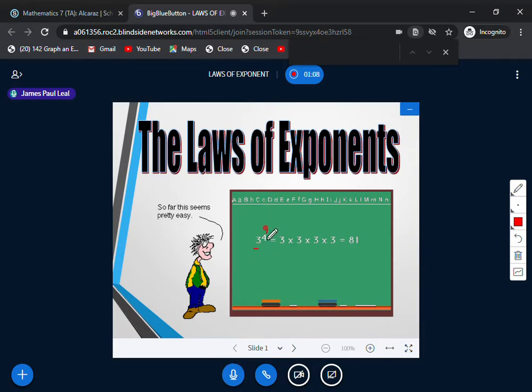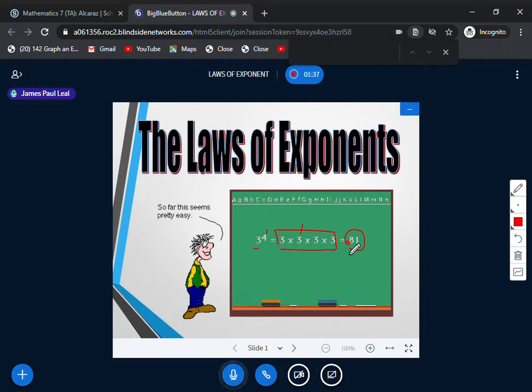So all you have to do here, since this is your base, the thing that's being multiplied, is multiply 3 times 3 times 3 times 3, where these numbers are equivalent to 3 raised to 4. If we multiply these four numbers, you will have 81 as the result. So that will be the concept of having an exponent.